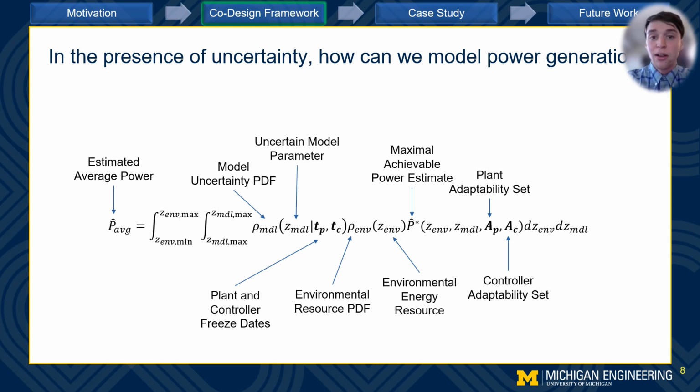When dealing with model uncertainty and a stochastic energy resource, here's the general form of our equation for estimated power generation. This is the estimate of our average power generation for a given PDF of our environmental energy resource, be it waves, wind, or sunshine, and a PDF of our uncertain model parameter, which changes as a function of freeze states. We also note that AP and AC are our adaptability sets for our plant and controller, which contain all achievable plant and controller configurations.